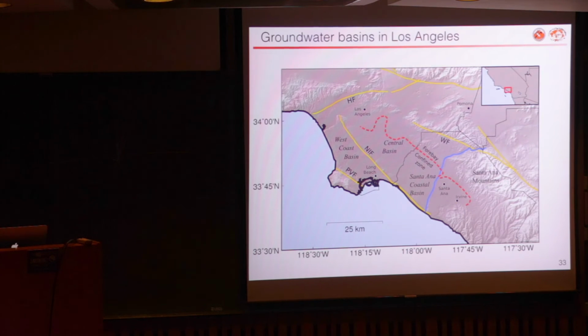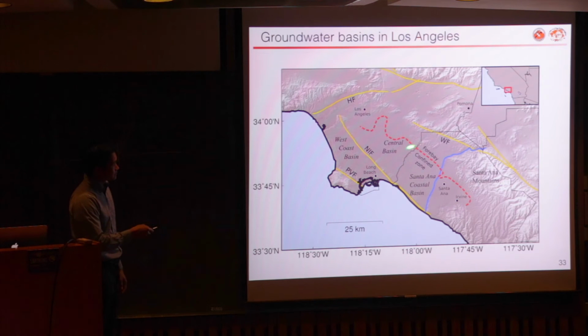So to set the stage, here is the area that we're all familiar with. This is our home. Here's Los Angeles. And what we're focusing on here are these groundwater basins that are filled with alluvium that can store water in their pore spaces. Groundwater pumping contributes to a lot of the water that we use for drinking and everyday use here. So these are very important.